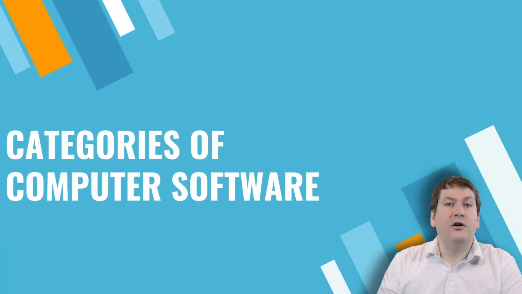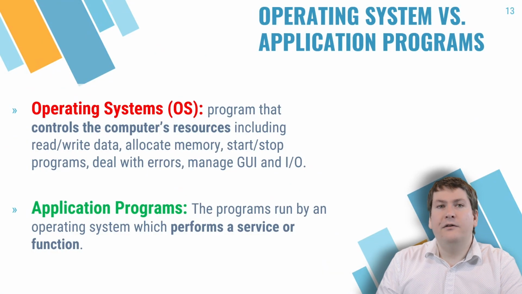Let's now move on to categories of computer software and how we can classify different software packages. So the first way we can categorize software is by operating system or application program, or sometimes it's called application software. Operating systems, or OS for short, run your computer and control the hardware. They are programs that control the computer's resources, including tasks such as reading and writing, allocating and managing main memory, controlling the execution of programs, error handling, displaying the GUI, that's the graphical user interface, and handling input and output from devices like keyboards, monitors, mice, printers, scanners, and so on.